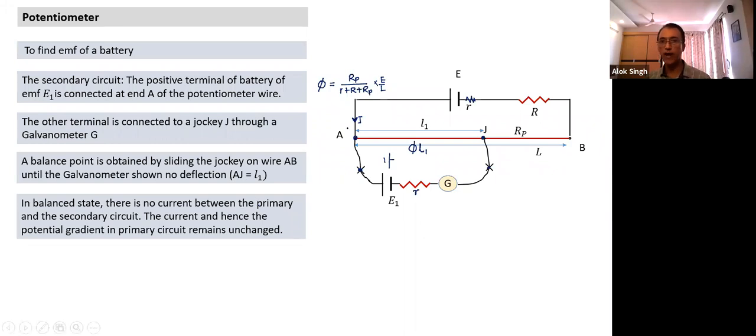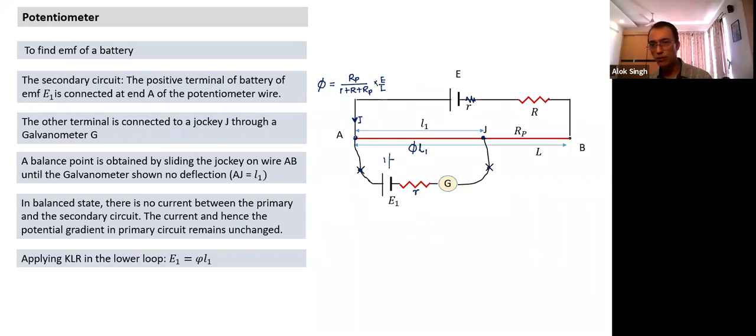As the circuit's phi remains the same, phi doesn't change. Phi into L1 is equal to E1. How did I obtain that? By applying the Kirchhoff loop rule. I could have applied the Kirchhoff loop rule, or I am applying that the potential difference between two points is independent of the path. So the potential drop from A to J along this path is equal to the potential drop between A and J along this path. So what do I get? E1 is equal to phi L1. And if I know all these terms here, do I find the EMF? Yes.